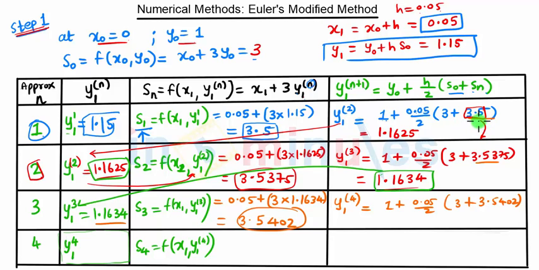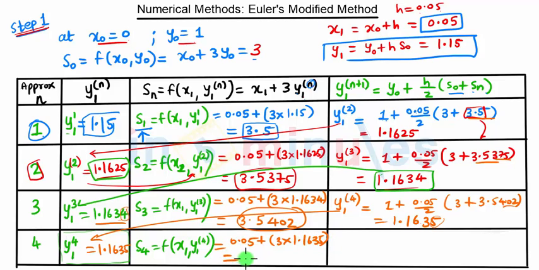To cross check whether you are doing this sum right or wrong, these values will differ by decimals. So when we calculate this value we get it as 1.1635. These two are still not equal, because here we have 4, here we have 5. So now we take this y1 of 4 here, 1.1635. We put this value in S4, we will get 0.05 plus 3 into 1.1635. We calculate this value, it turns out to be 3.5405.